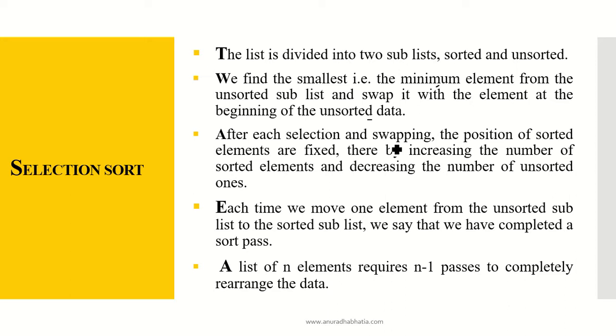Each time we move one element from the unsorted sublist to the sorted sublist, we say that we have completed a sort pass. That is known as a pass of a sorting algorithm. A list of n elements requires n-1 passes to completely rearrange the data. So for selection sort and bubble sort, the number of passes will always be n-1.